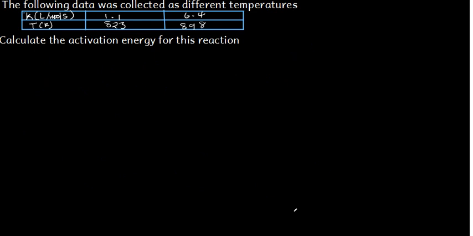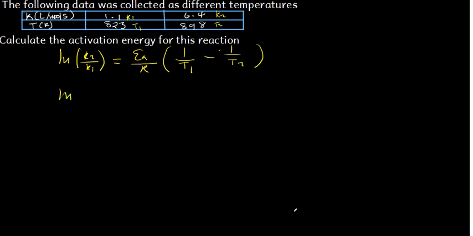The following data was collected at different temperatures. So you've got a rate constant K, which is in liter per mole second, and then you've got the temperature, which is in Kelvin. The first rate constant, let's say this is K1, and then this is K2, and then let's say this is T1, and then this is T2. Now the question is, calculate the activation energy. Well, using the formula, natural log of K2 divided by K1 is equal to activation energy over R, then we've got 1 over T1 minus 1 over T2.